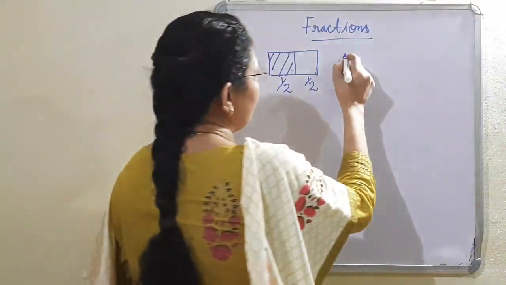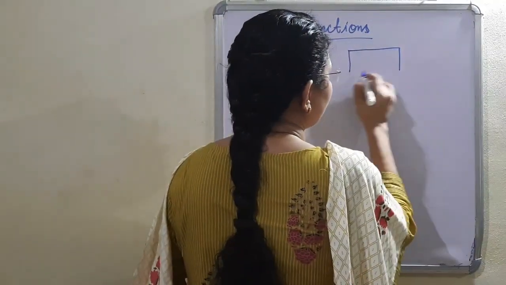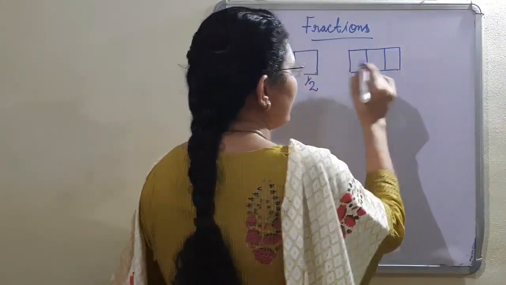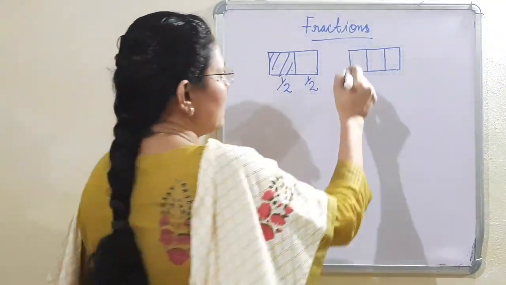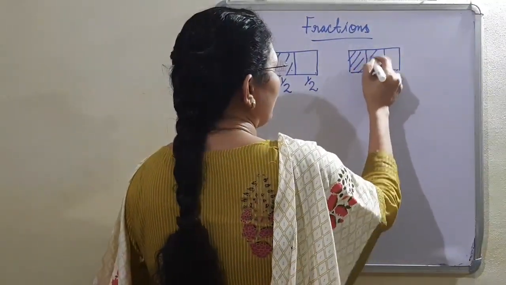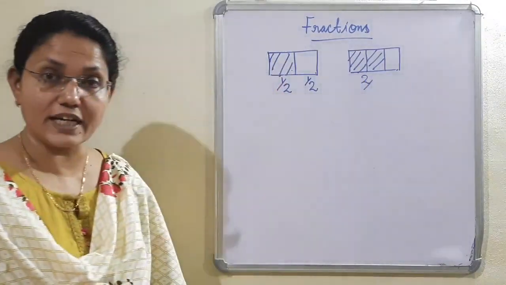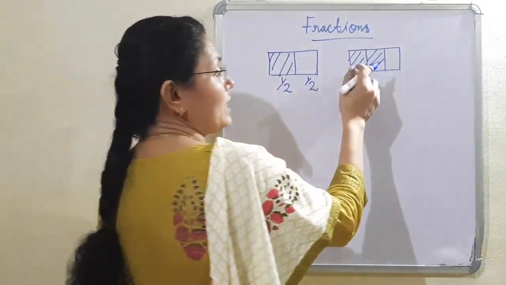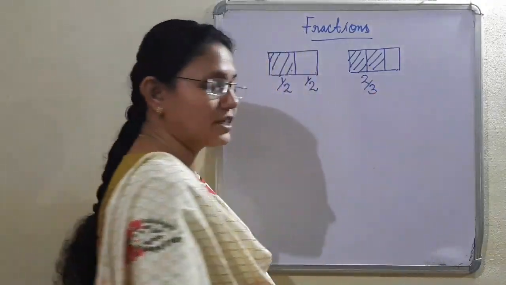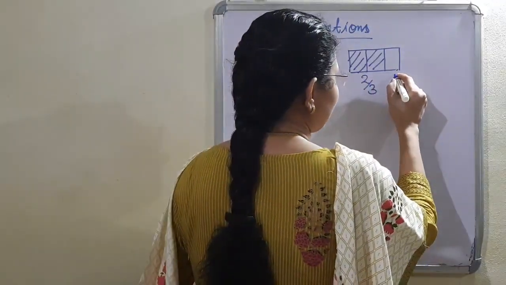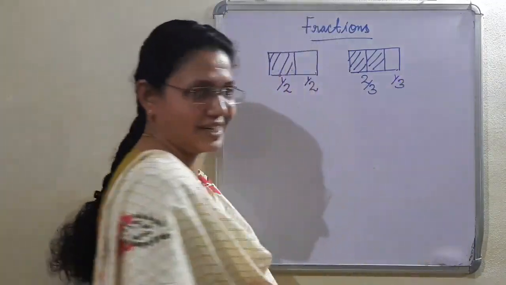Okay, another one. This is an object. It is divided into 3 equal parts. Now, 2 parts are shaded. Therefore, what is its fraction? Out of 3, total 3. That is, out of 3, 2 parts are shaded. Therefore, it is 2 by 3. And the part which is not shaded, that is 1 by 3.